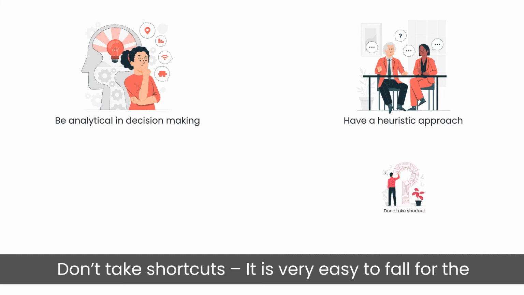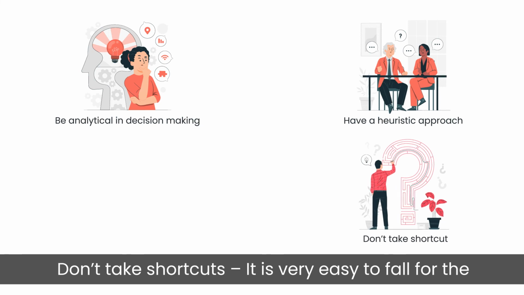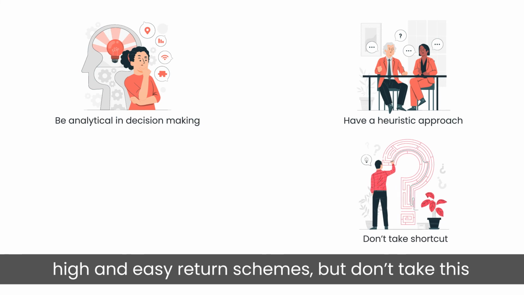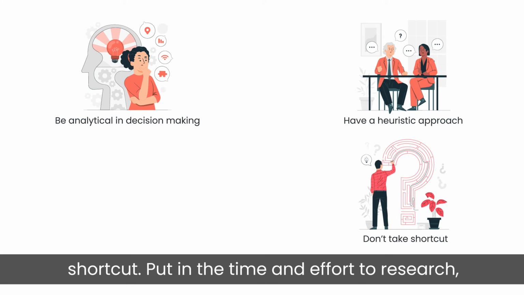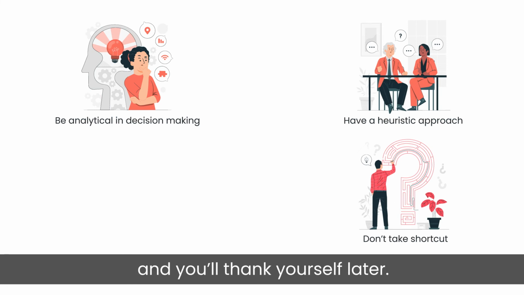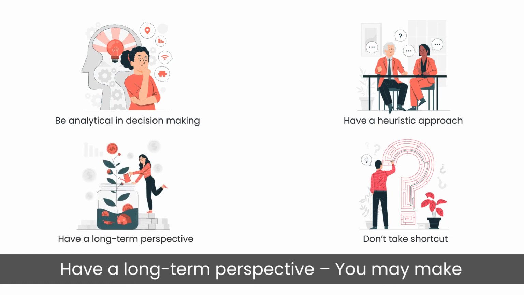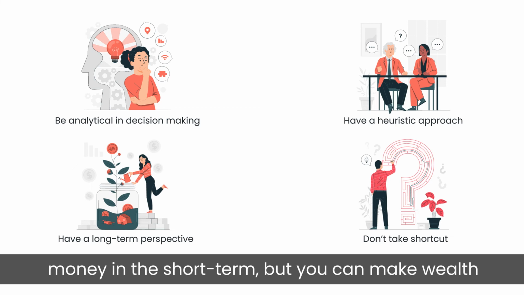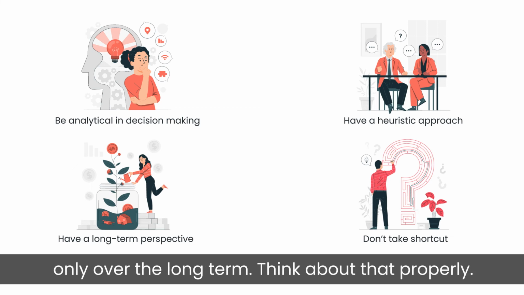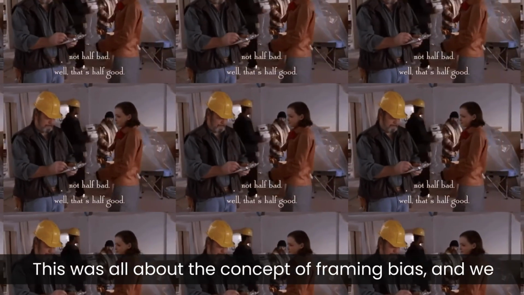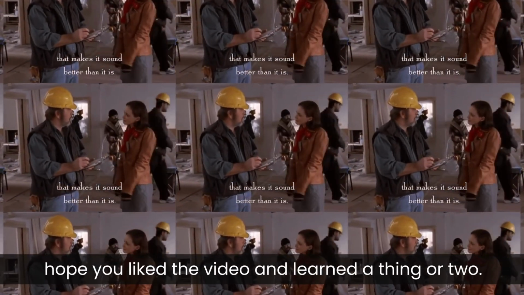Number 3. Don't take shortcuts. It is very easy to fall for the high and easy return scheme. But don't take this shortcut. Put in the time and effort to research and you will thank yourself later. Number 4. Have a long-term perspective. You may make money in the short term, but you can make wealth only over the long term. Think about that properly. This was all about the concept of framing bias, and we hope you liked the video and learned a thing or two.